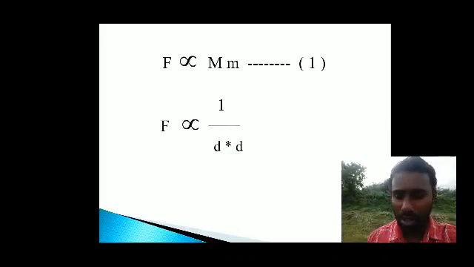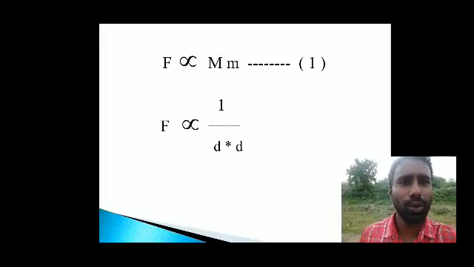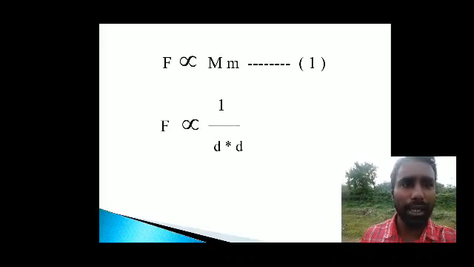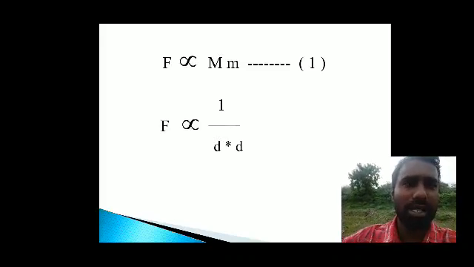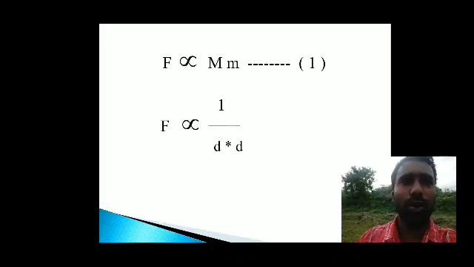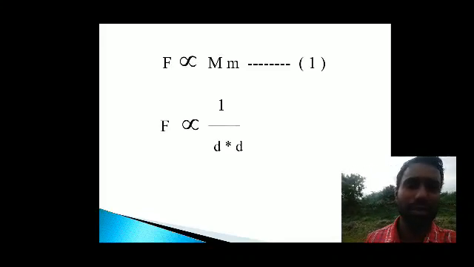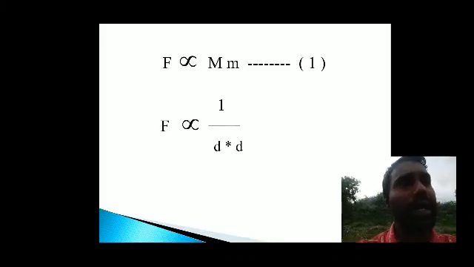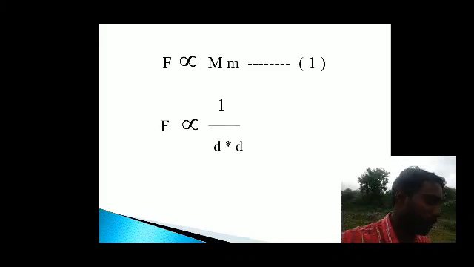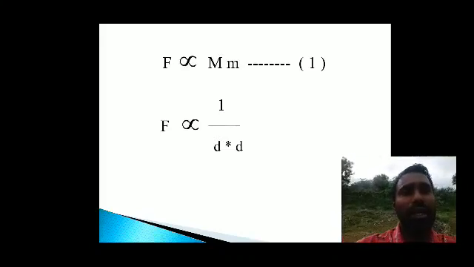So F is directly proportional to mass into mass, M into m. Capital M represents the big object's mass, and small m represents the small object's mass. That's the first equation. And the second equation: F is directly proportional, or rather inversely proportional, to 1 divided by d square. Here I have written d square as d into d, but you can directly write d square.